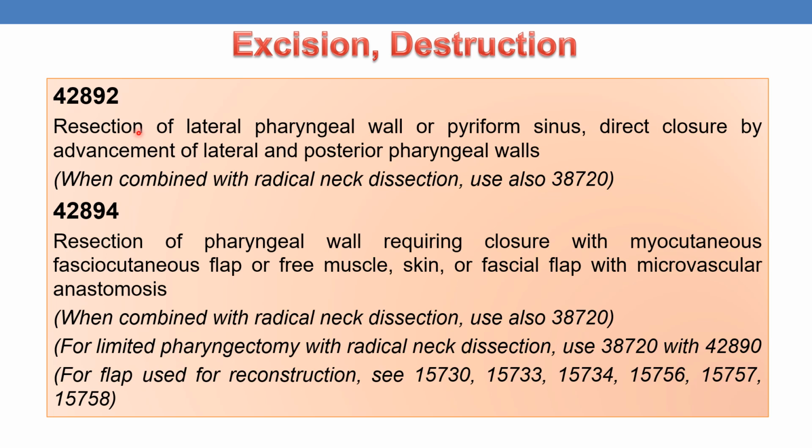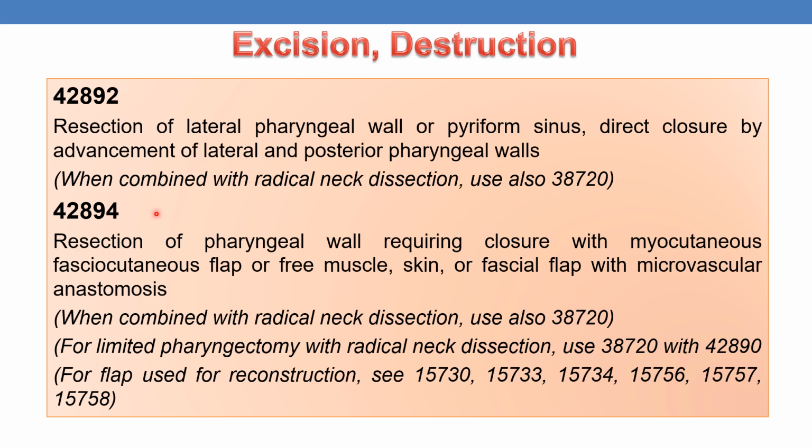The next CPT is 42892. It deals with resection of lateral pharyngeal wall or pyriform sinus, direct closure by advancement of lateral and posterior pharyngeal walls. And whenever this resection of lateral pharyngeal wall is performed in combination with radical neck dissection, use also 38720.